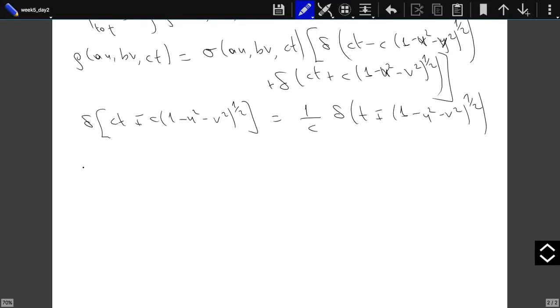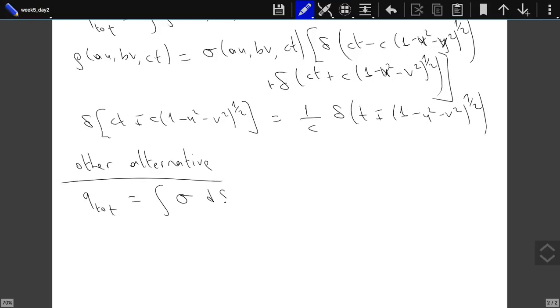Let's do the other alternative. Now, the total charge is nothing but the integral of sigma dS. So we have to evaluate this surface integral over the surface of the ellipsoid. Now, of course, sigma is expressed in terms of x, y, z. And so what is the surface element dS in terms of x, y, and z? So that's kind of the hard part. How can we express dS? I mean, dS is not just dx or dx times dy in this case.